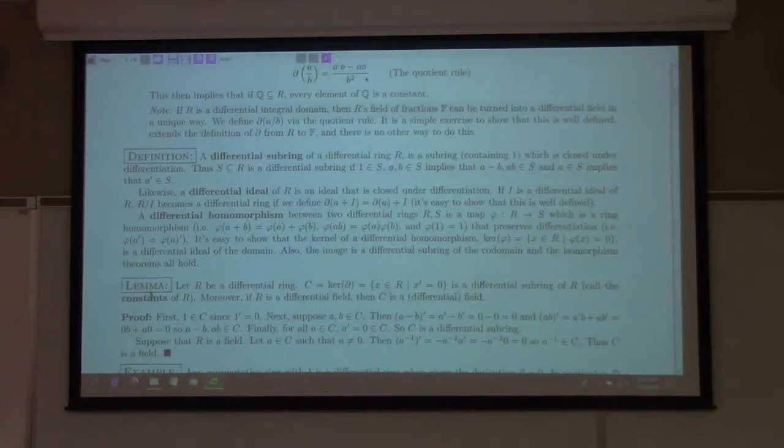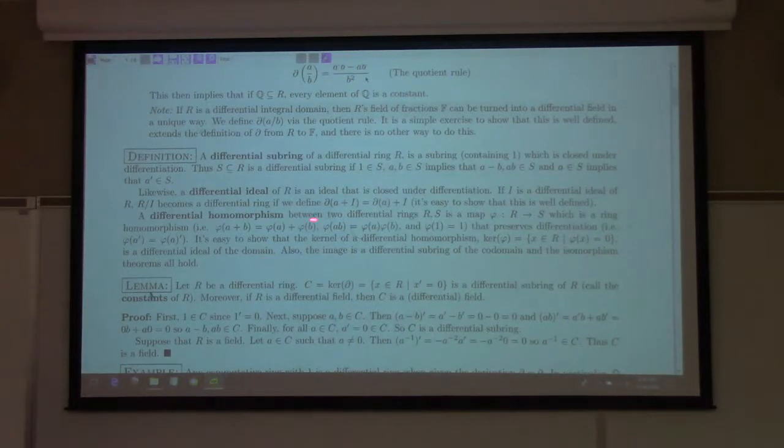So you can talk about differential ideals, right? What's a differential ideal? It's an ideal which is closed under differentiation, so it's still the usual definition of an ideal in a ring. And more than that, if you have a differential ideal, the quotient becomes a differential ring if we define the derivative on the cosets by the derivative of a representative of the coset.